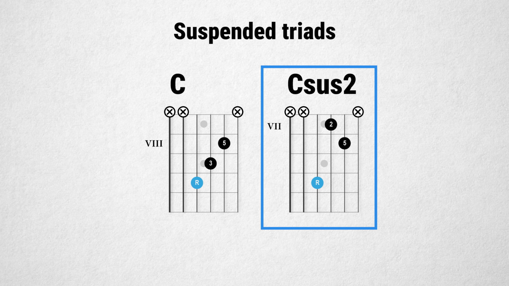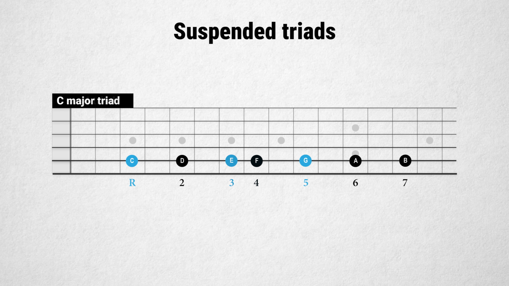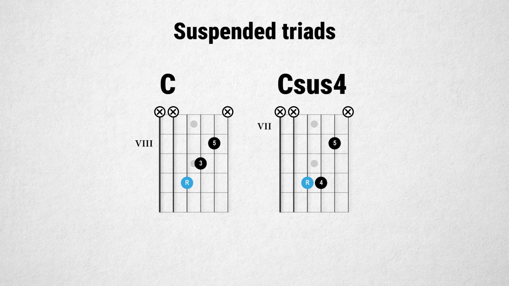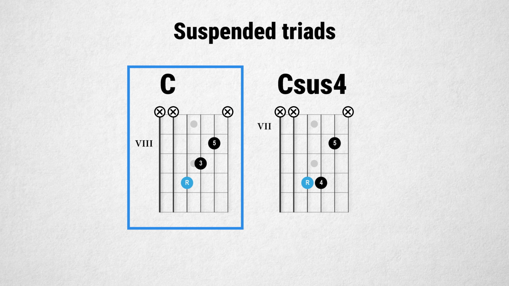Now we can do the same to create a sus4 chord. We'll replace the third E with the 4th degree F. The triad is changed from a C major to a C sus4. The structure is now a stack of a perfect 4th and a major 2nd. Now here are the 2 chords in a row.